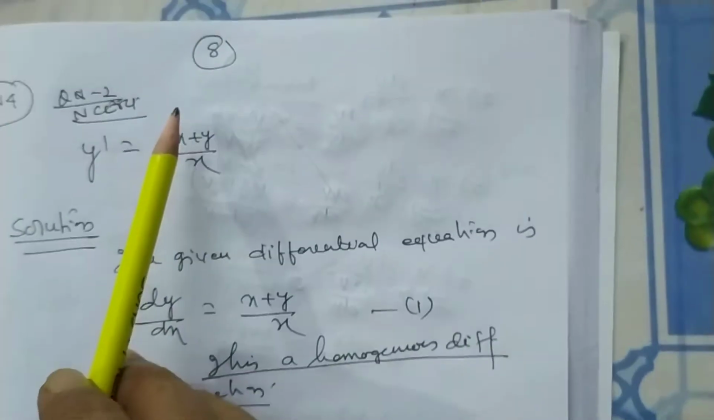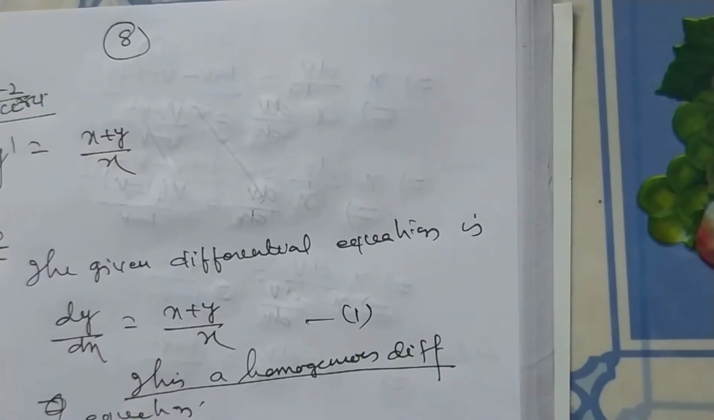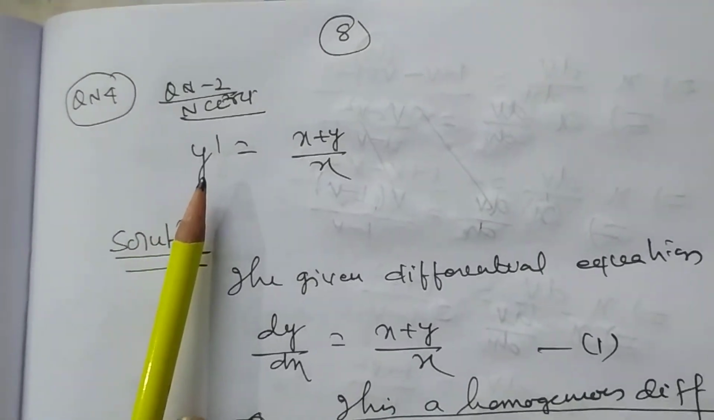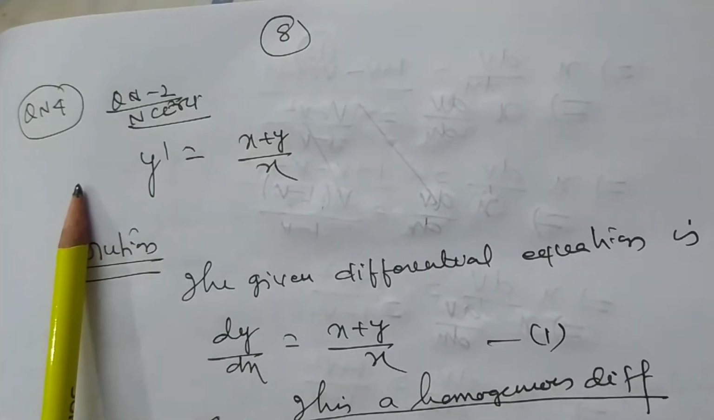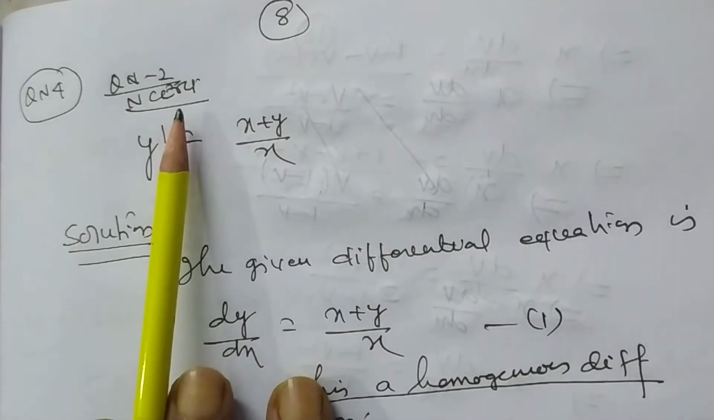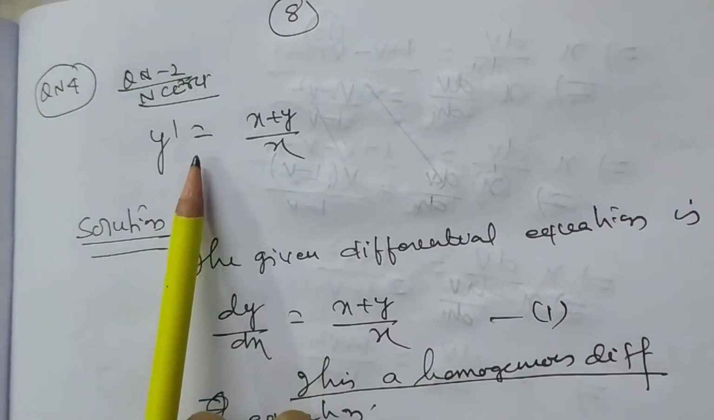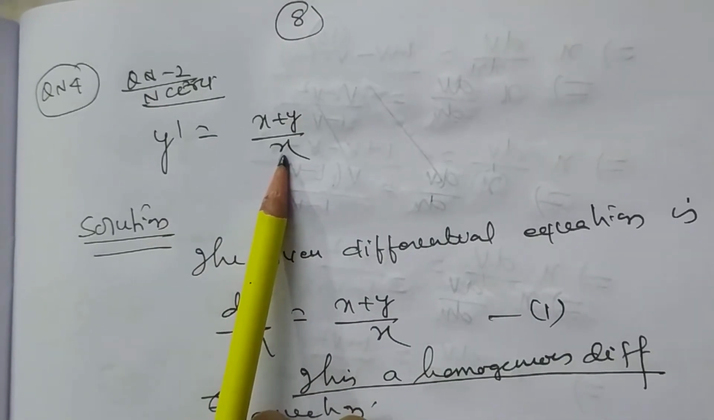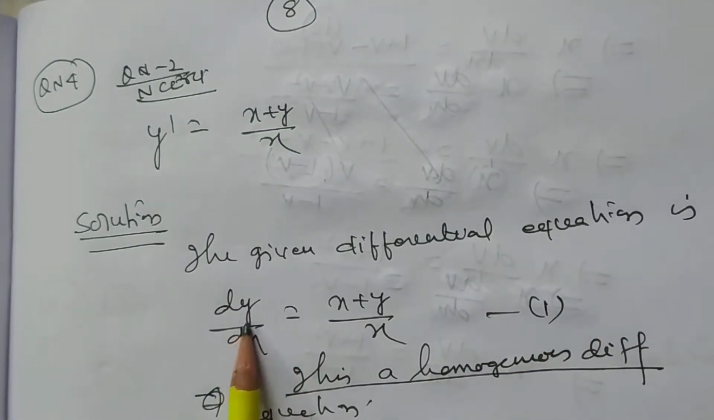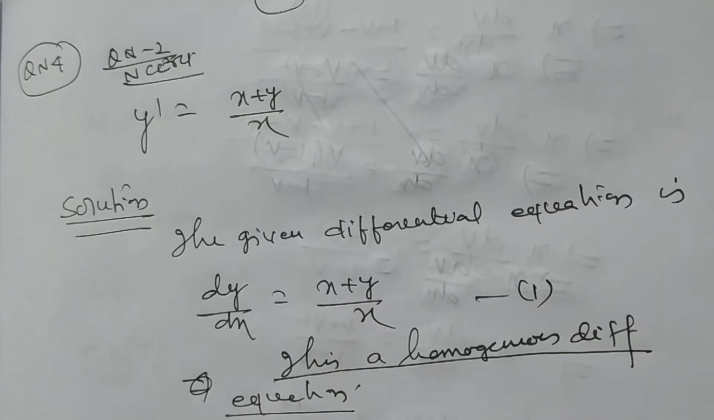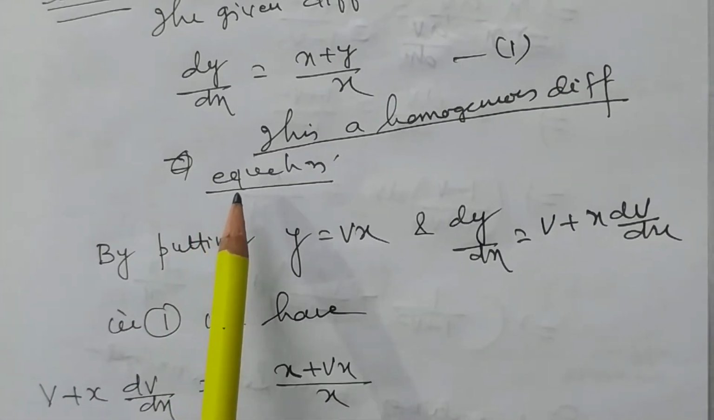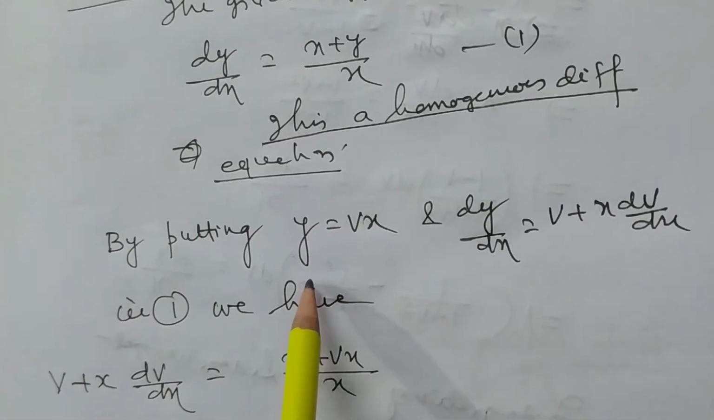Now my dear student, I want to solve a problem. Now I want to solve problem number 8, question number 4, and it is problem number 2 of NCERT. y dash is equal to (x plus y) by x. The given differential equation is dy by dx equals (x plus y) by x. Here, this is a homogeneous differential equation.